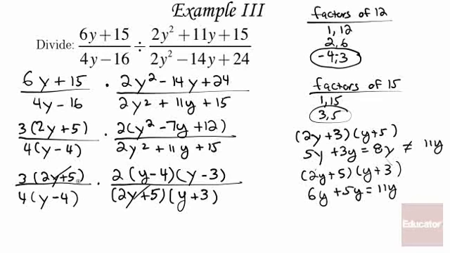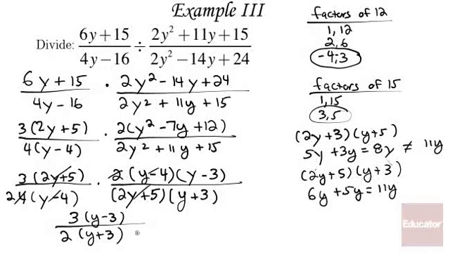And do we have any other common factors? We do. We have a 2. So 2 goes into 4 2 times. And another common factor is y minus 4. All right. Those are all the common factors. So now I multiply. I have a 3 times y minus 3. In the denominator, I have 2, and I have y plus 3. And this is my answer.